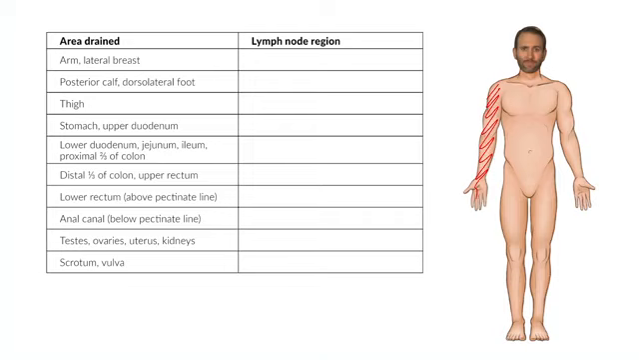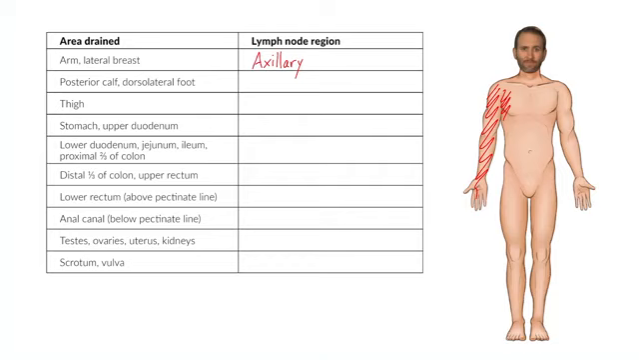The arm and lateral breast cancers are going to metastasize to the axillary nodes. This is why when we do our clinical breast exams, we palpate the axilla very carefully to make sure there's no axillary lymphadenopathy that may indicate breast cancer.